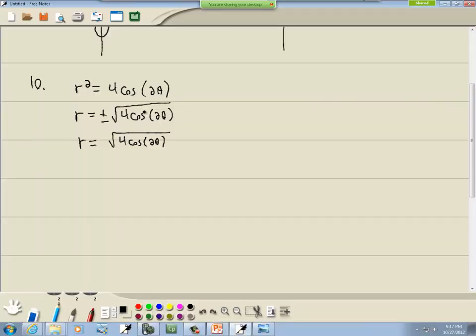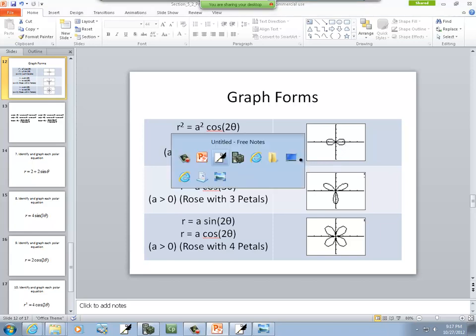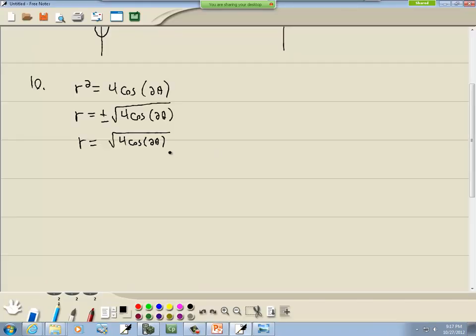So we have r squared is equal to 4 cosine 2 theta. R squared, okay, it'd be this one. So it'd be a lemniscate. So it looked like this, like an infinity symbol, kind of. Why did I not worry about the minus? Well, we know as we do our graph, minus just flips in the other direction. So the positive will handle all of our cases for us.